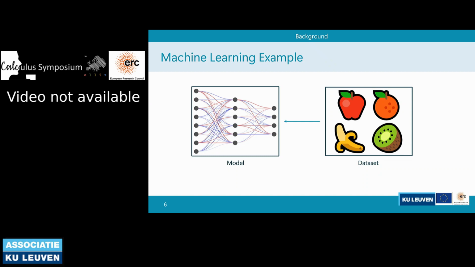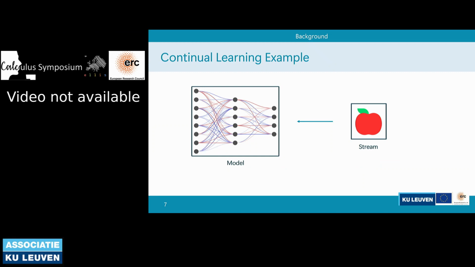Now in continual learning, the process would be different. We would have a stream of data, and in the beginning, one example would be that the model would observe only images of apples. Later it would observe images of oranges, then bananas, and finally kiwis. At the end of the training, we would like the model to be able to recognize all 4 fruits and not just the last one it has seen.